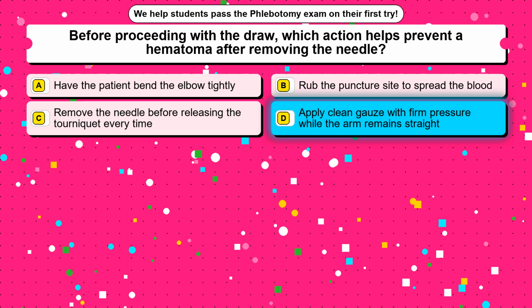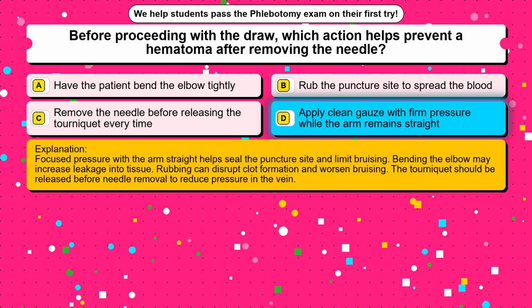Apply clean gauze with firm pressure while the arm remains straight. Focused pressure with the arm straight helps seal the puncture site and limit bruising. Bending the elbow may increase leakage into tissue. Rubbing can disrupt clot formation and worsen bruising. The tourniquet should be released before needle removal to reduce pressure in the vein.